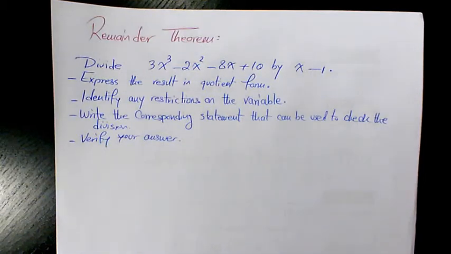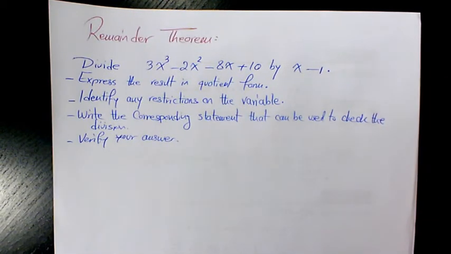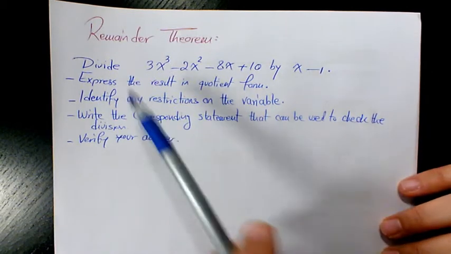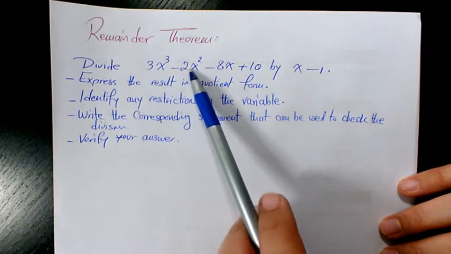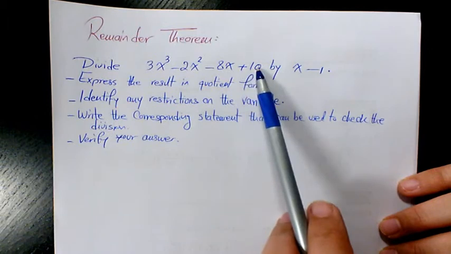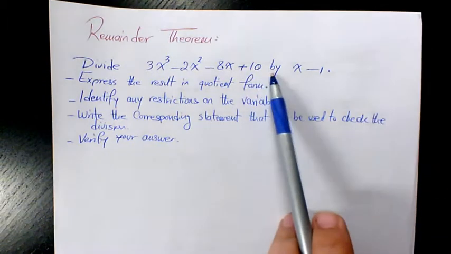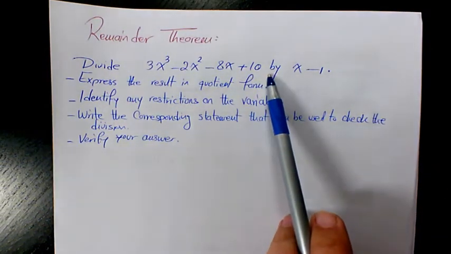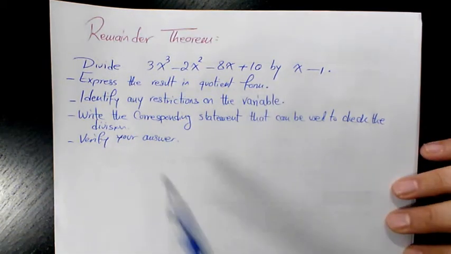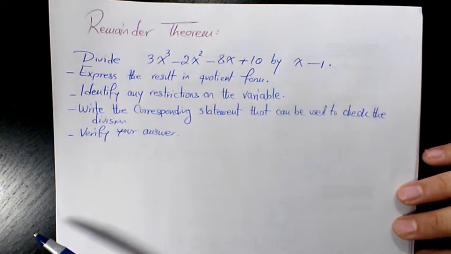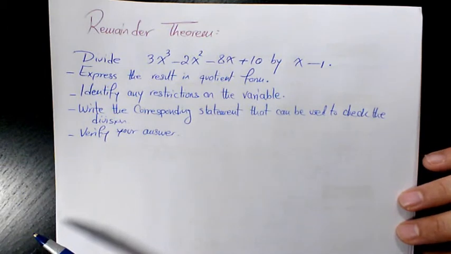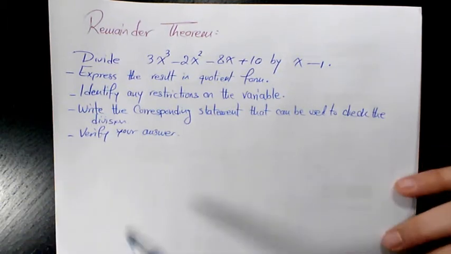Welcome to another video. In this video I want to show you some examples regarding remainder theorem. First example I have here, it says divide 3x cubed minus 2x squared minus 8x plus 10 by x subtract 1. It says express the result in quotient form, identify any restrictions on the variable. Write the corresponding statement that can be used to check the division and verify your answer.